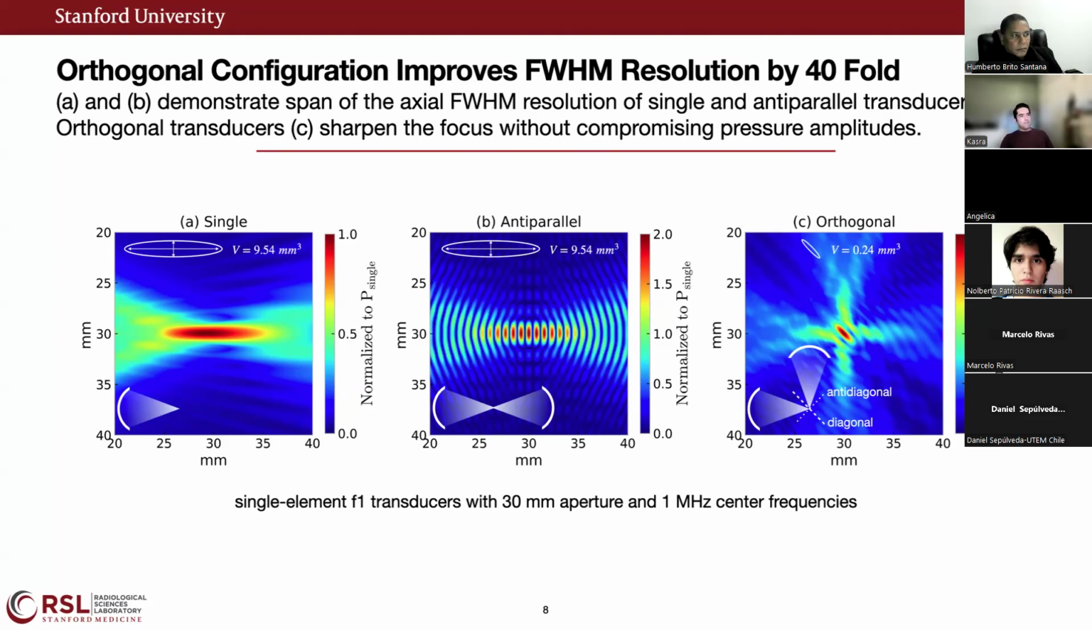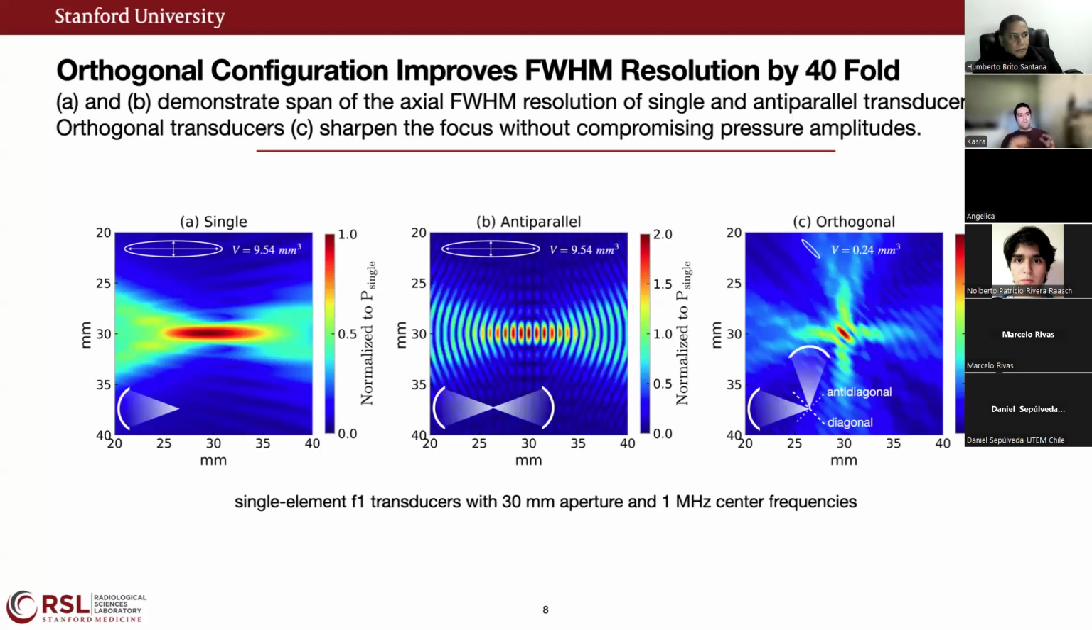In panel B, I have placed 2 transducers facing one another, the anti-parallel setup. And there are some interesting properties that I'm going to talk about later. For example, we are generating standing waves that we are hoping are going to be beneficial. But you don't really gain anything in terms of spatial resolution. You still get the same roughly 9.5, 10 cubic millimeters in terms of target volume.